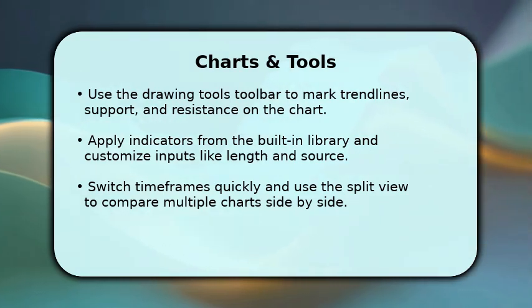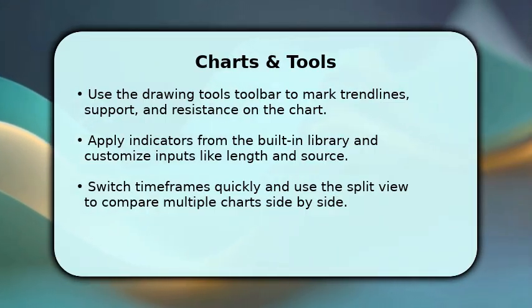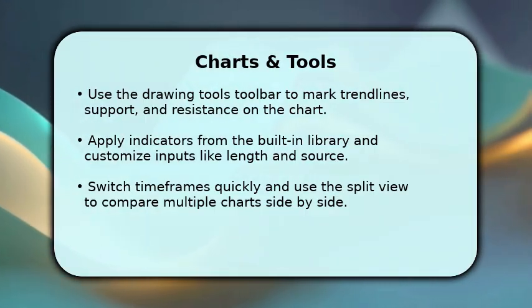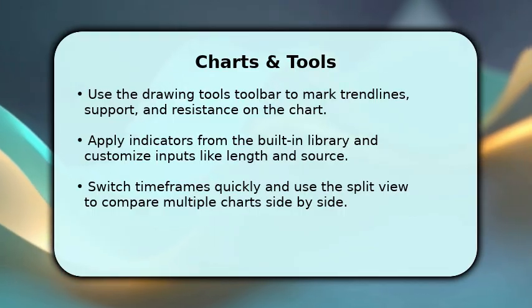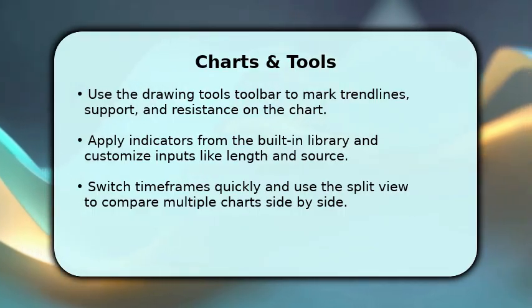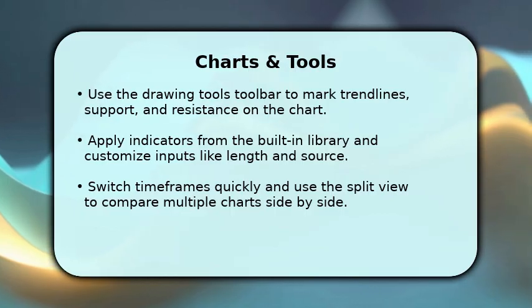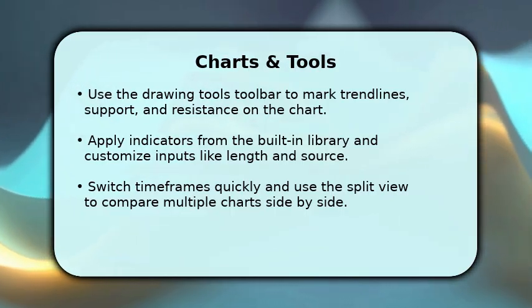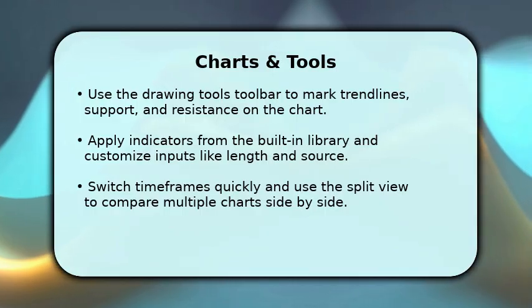Add indicators like RSI or EMA and adjust parameters to suit your strategy. Use the crosshair to inspect exact price and time values and toggle grid or log scale for clarity. Try split screen mode to view multiple symbols or timeframes simultaneously, which is great for spotting divergence.